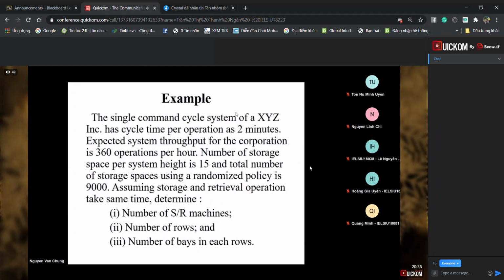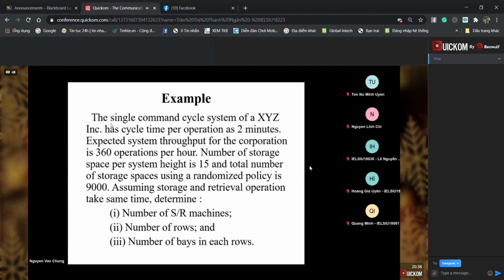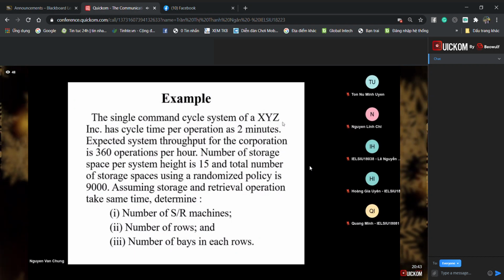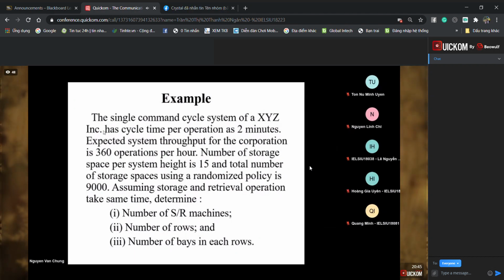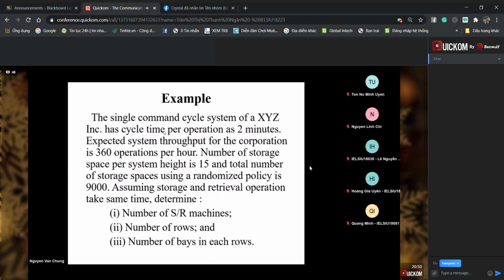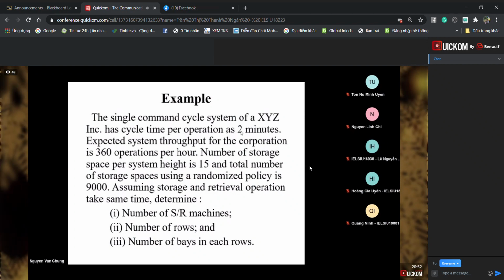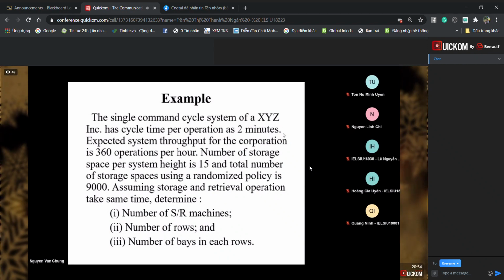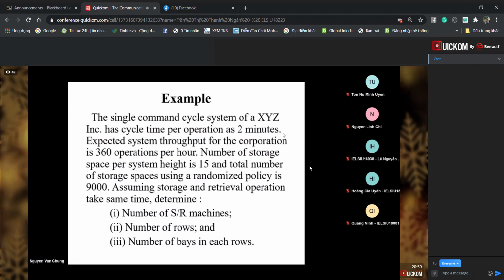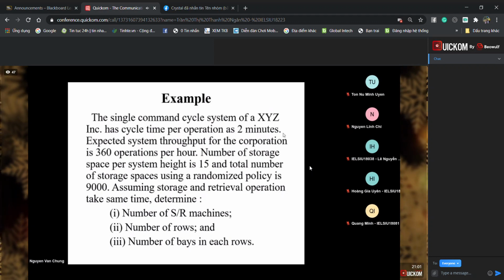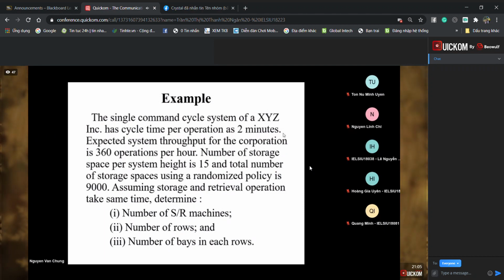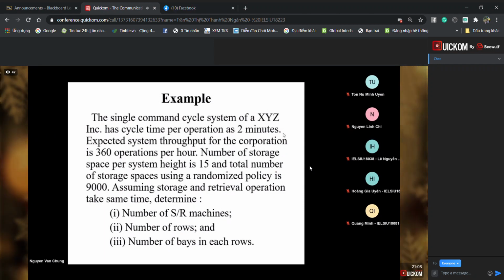This is the example. Now the single command cycle system of SYJ company has a cycle time per operation of 2 minutes. This is very important if you understand the given data. Maybe you can mistake this for a parameter or a variable.